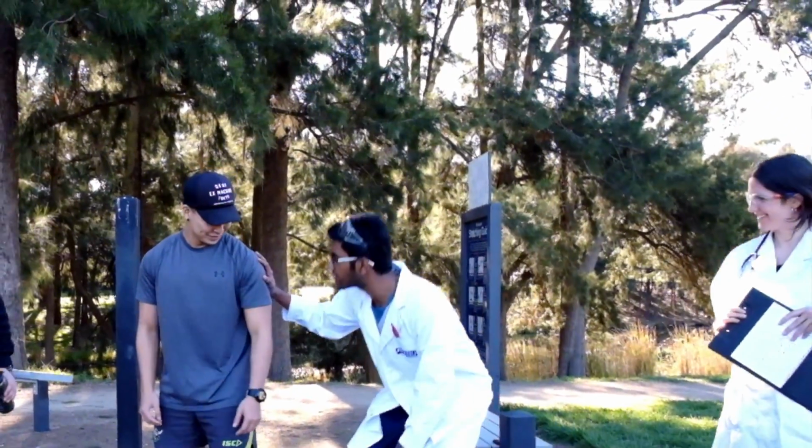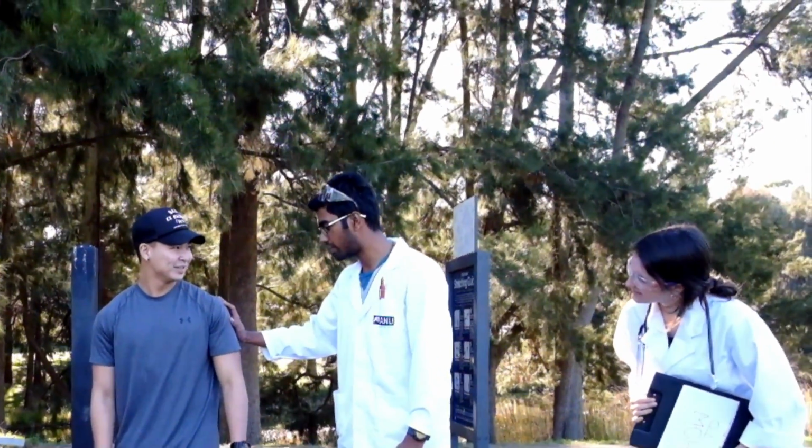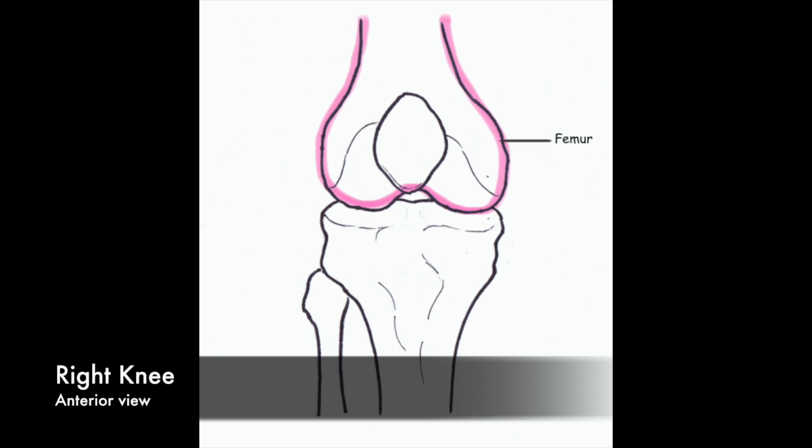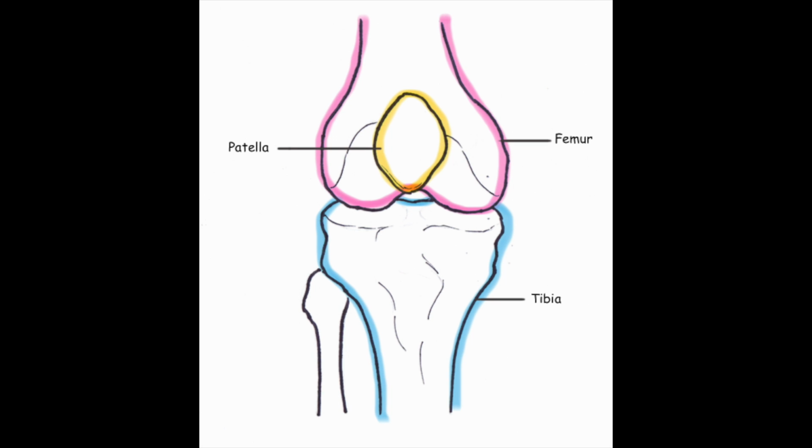Whoa, you're hurting yourself. Let me tell you a little bit about the knee. Three bones are involved in the formation of the knee joint: the femur, the tibia, and the patella. The fibula is not part of the knee joint. It forms a superior tibio-fibular joint with the head of the tibia.